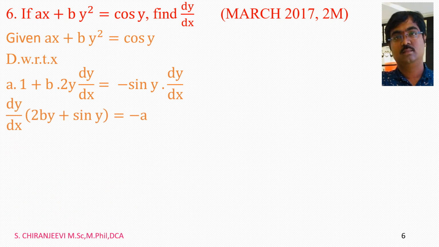Now taking dy by dx on one side, so it will be 2by plus sin y equal to shifting a to this side, it will be minus a. So the final answer is dy by dx equal to minus a whole divided by 2by plus sin y.